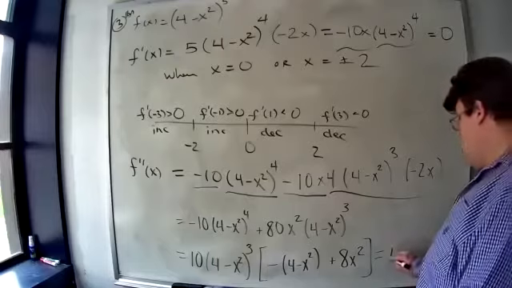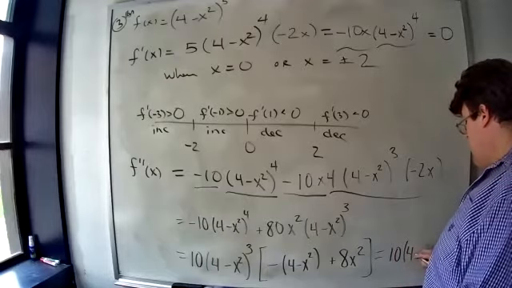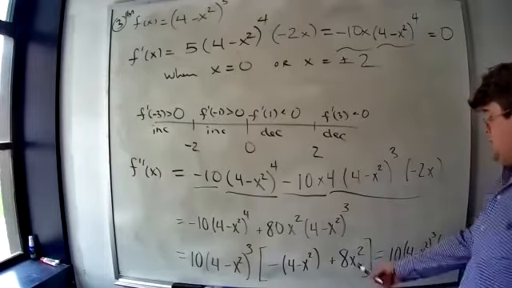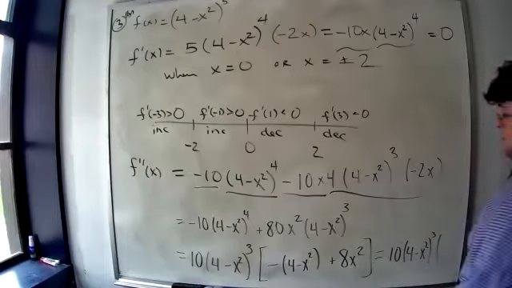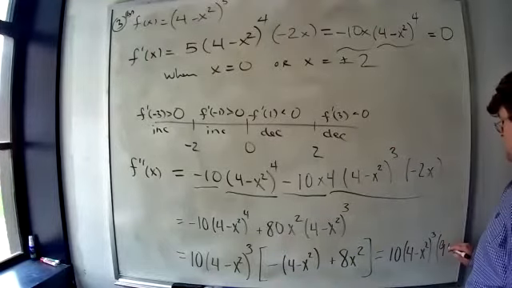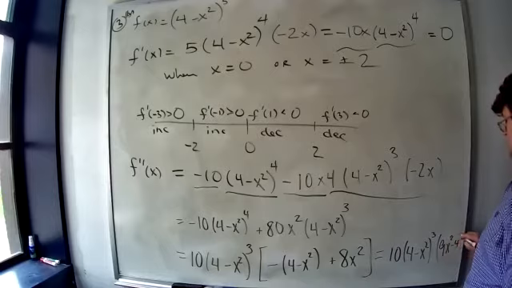And now, how does this in here simplify? Well, negative 4, positive x squared, 8x squared gives us 9x squared and a negative 4.